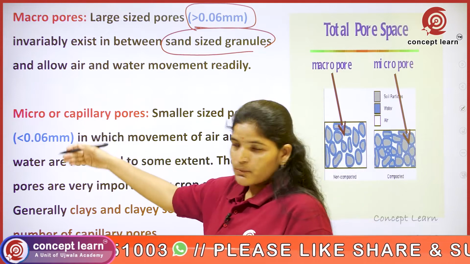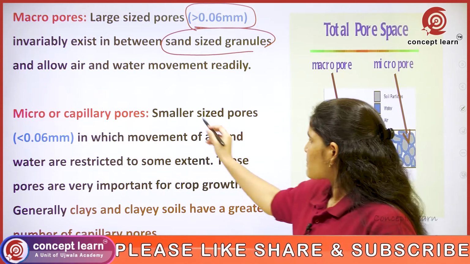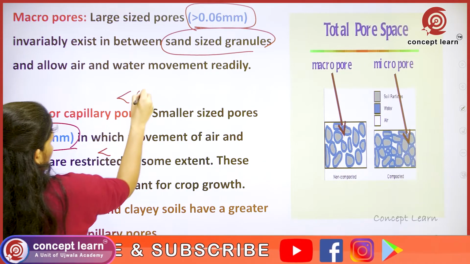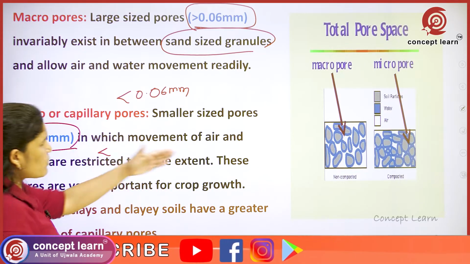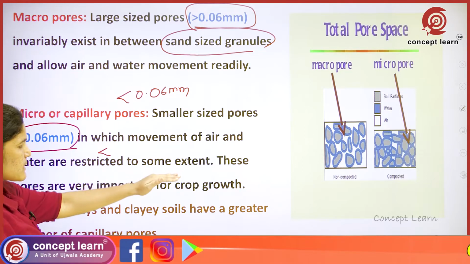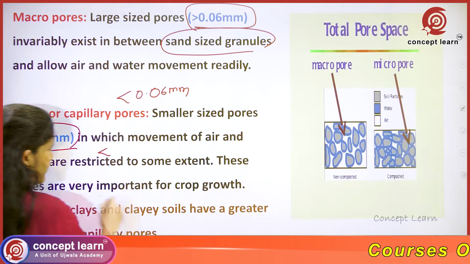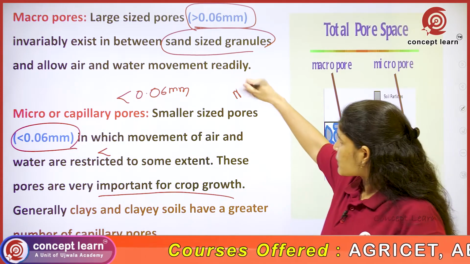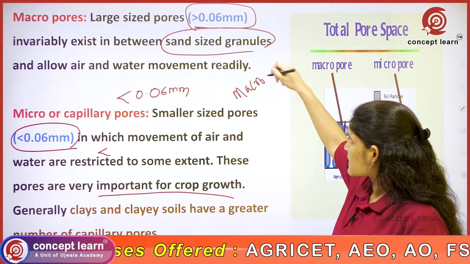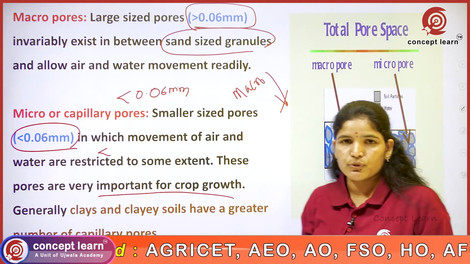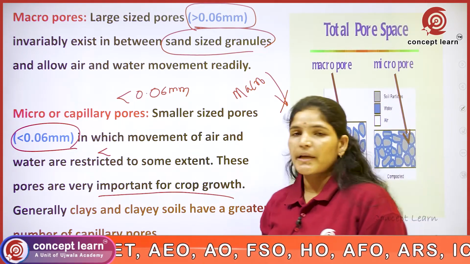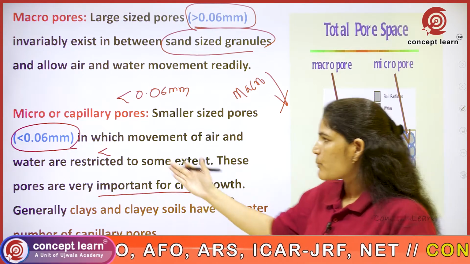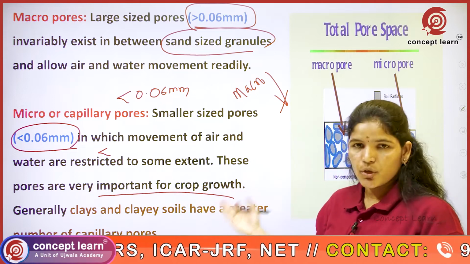Next, coming to the next porosity factor, that is micropores. These are smaller size pores, with size less than 0.06 mm, in which movement of air and water is restricted to some extent. These pores are very important for crop growth. Why are micropores important for crop growth? If there are macropores, when we apply water it drains completely downward and water does not get stored. Whereas in micropores there is water storage, and the plant can use that water. So micropores are very important for crop growth.